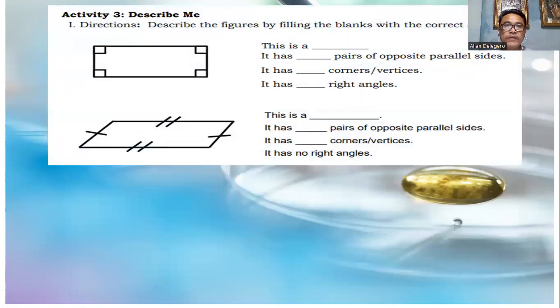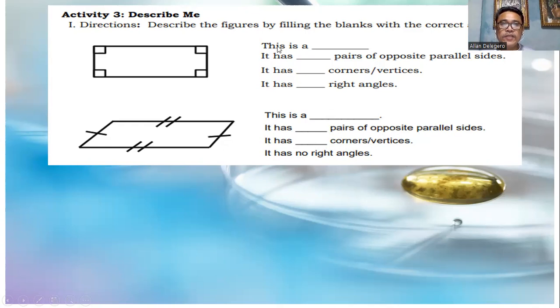Describe the figures by filling the blanks with the correct answer. This is a blank. It has blank pairs of opposite parallel sides. It has blank corners, vertices. It has blank right angles. This figure. This is a blank. It has blank pairs of opposite parallel sides. It has blank corners, vertices. It has no right angles.